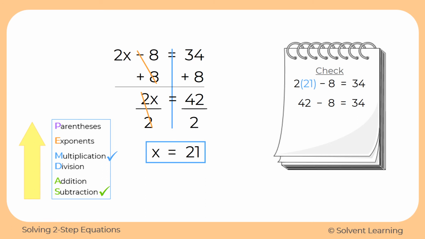Now we simplify the subtraction. 42 minus 8 does give us 34. We have 34 equals 34. That's a true equation. And true equations tell us that our answer was correct. So x is equal to 21.